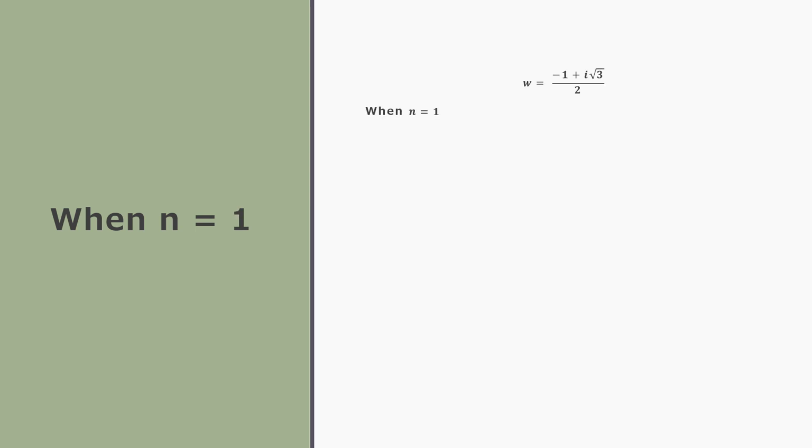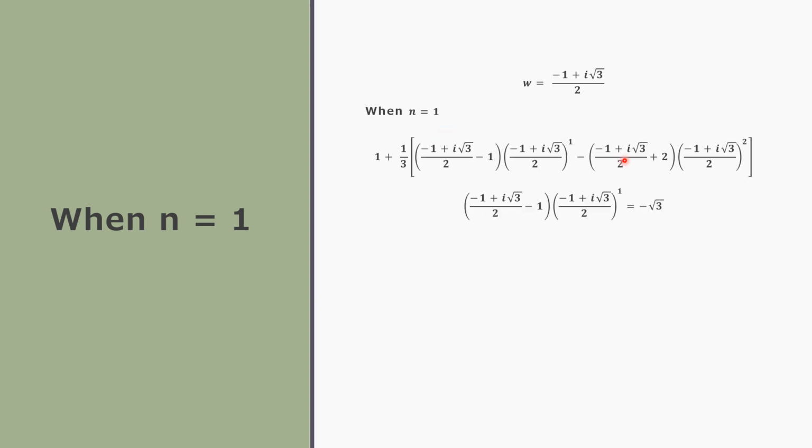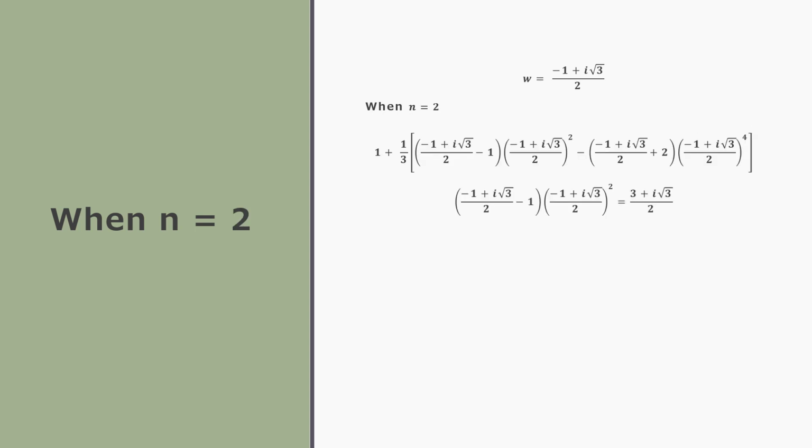Now, let's do the same for when n is 1. Plug things in. I'm just going to let you guys know that when we have the complex number minus 1 times the complex number, it's negative square root of 3, and same for this. It's also equal to negative square root of 3. So we have negative square root of 3 minus negative square root of 3. We have such a 0. So 1 plus 0 is just 1. So that means 1 mod 3 is 1. The same for this.